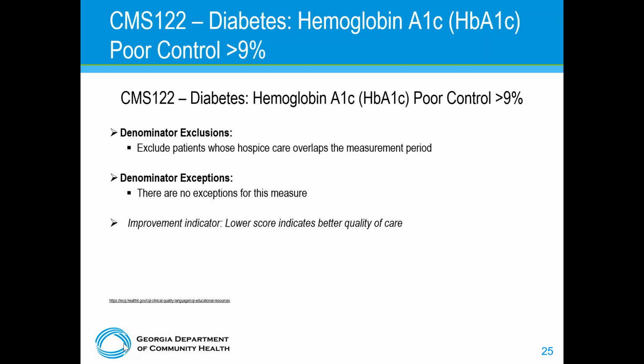Reducing that A1C blood level by 1%, so going from 9 to 8 or 8 to 7, will reduce the risk of microvascular complications by as much as 40%. So next slide.